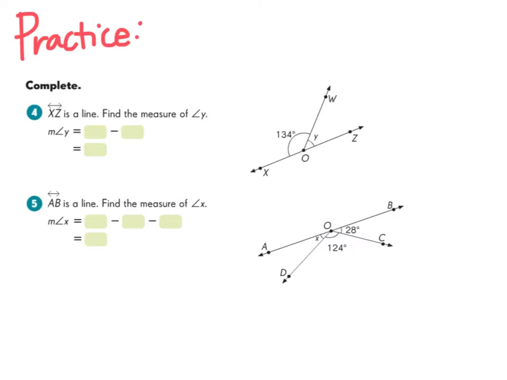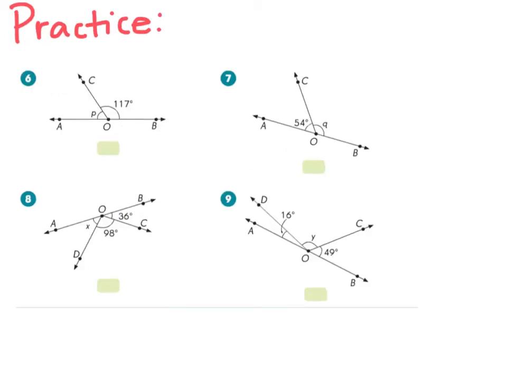Let's try calculating some of these on your own. In problems 4 and 5, you're given a line, a known angle, and an unknown angle. Solve for the unknown angle. There are some additional practice problems on the next screen, so press pause while you work and move on when you are ready. And here are the next set of practice problems. In each of the figures below, AB is a line. Find the unknown angle measures given one known angle, or two known angles.